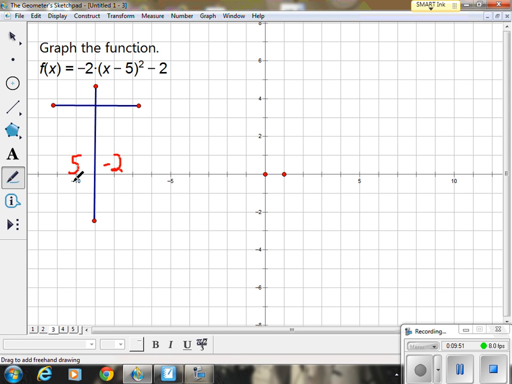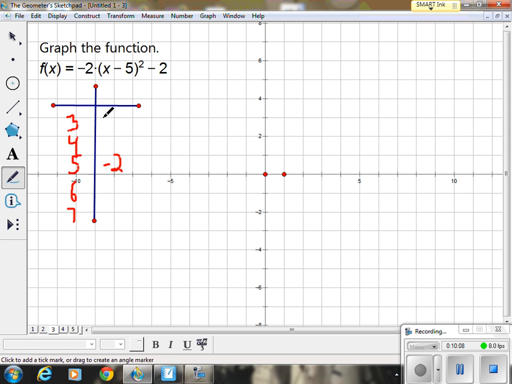I need points that are around my vertex. So to the left of 5 would be 4. Remember, these are x coordinates. To the left of 4 would be 3. To the right of 5 would be 6. And to the right of 6 would be 7. Let's just plug it in our head this time.